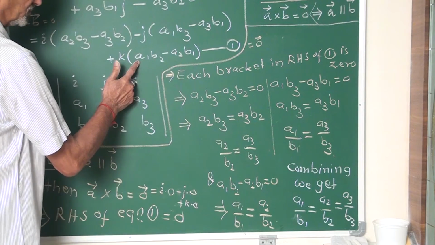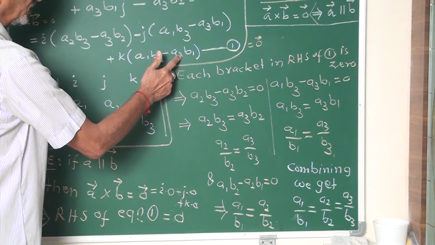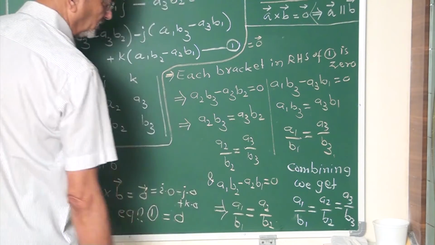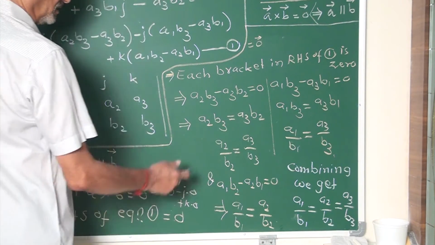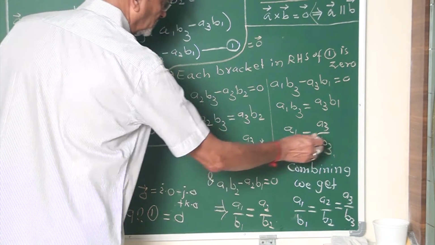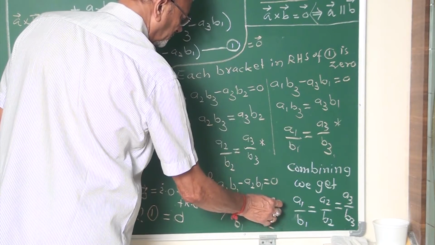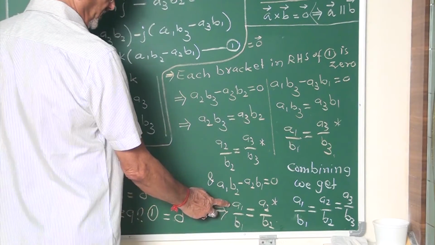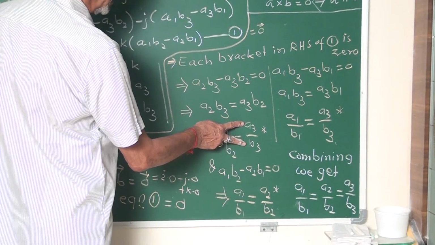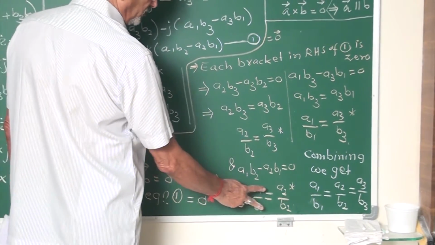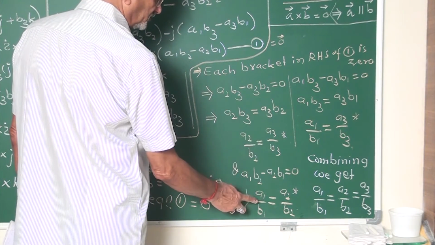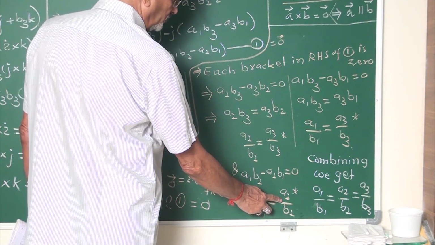Third is this. A1 B2 equal to A2 B1 means A1 upon B1 equal to A2 upon B2. Combining all the three, this is first, this is second, this is third, my friends. You get A1 upon B1 equal to A2 upon B2, and A2 upon B2 is equal to A3 upon B3. So A1 upon B1 equal to A2 upon B2 equal to A3 upon B3.